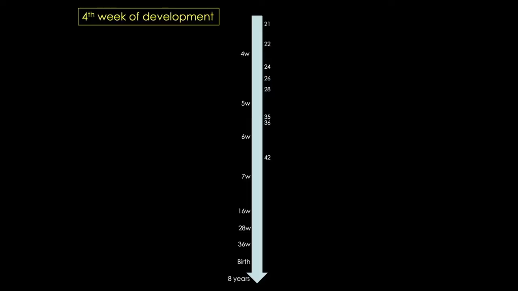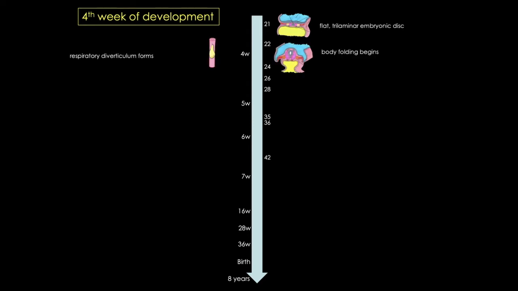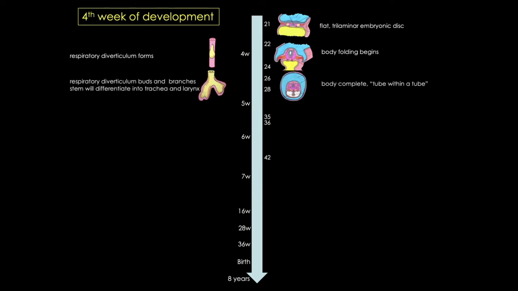The lower respiratory organs begin to form during week 4. Now remember, by this point that flat trilaminar disc has formed during gastrulation and body folding has begun. The first step in respiratory development is the formation of the respiratory diverticulum off of the foregut. And by the time body folding is complete, the primary bronchi have formed. So at this point, we now have separation of the upper GI system. In other words, we've separated the esophagus from the respiratory system.